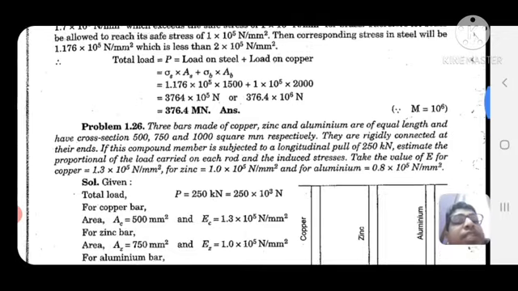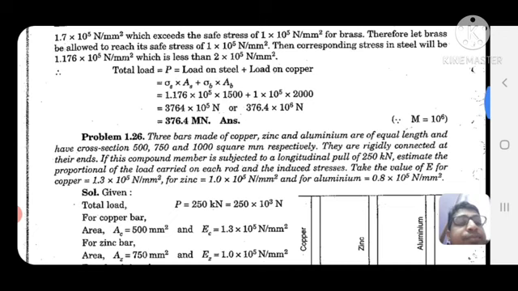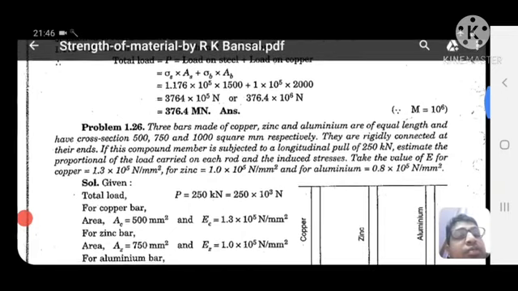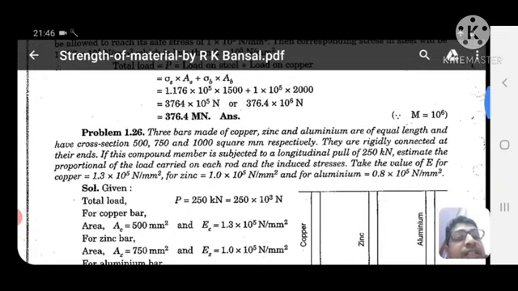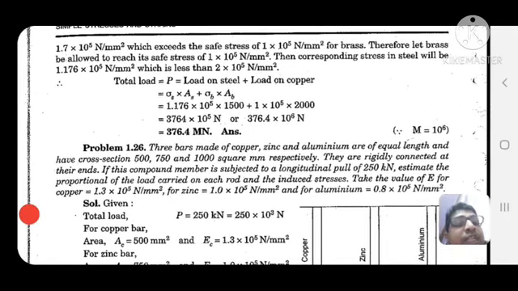Total load P is equal to load on steel plus load on brass, so sigma S AS plus sigma B AB, that is 1.176 into 10 to the power 5 into 1500 plus 1 into 10 to the power 5 into 2000. After calculating, we get 3.764 into 10 to the power 5, so 376.4 kilo Newton.